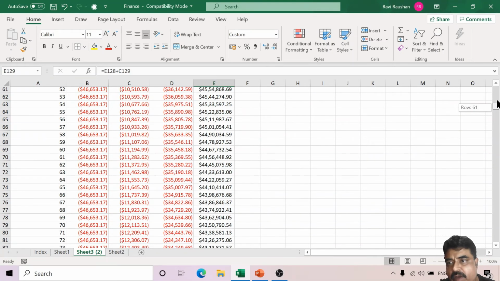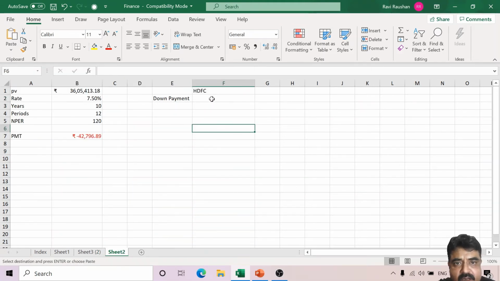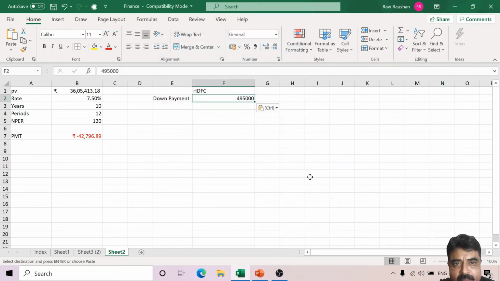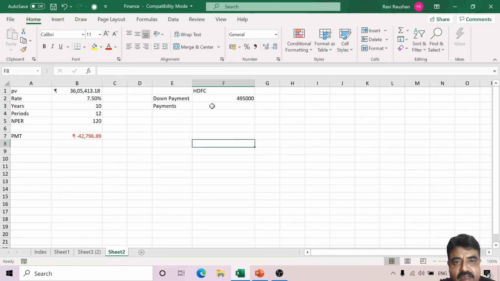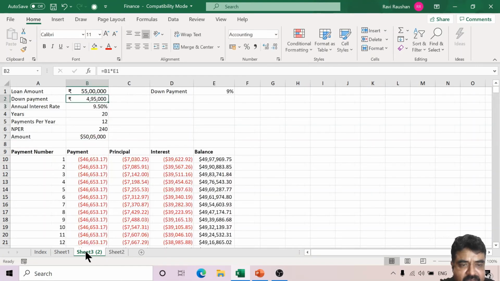Let me come to the top. I made a down payment of this amount. So I Ctrl+C it, I come here, and I paste special. I paste the value. In HDFC, the payments that I made through installments, there are 120 payments. What I'll have to do is copy the installment from here.